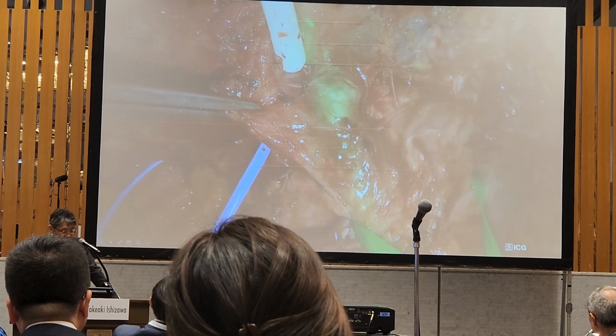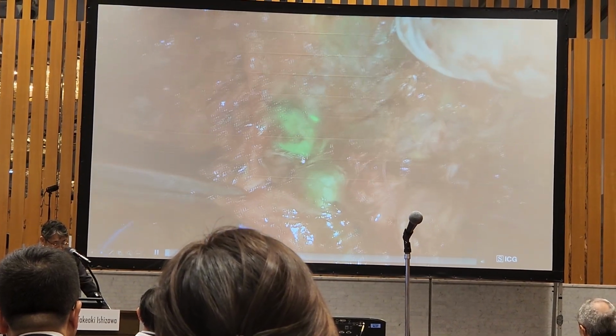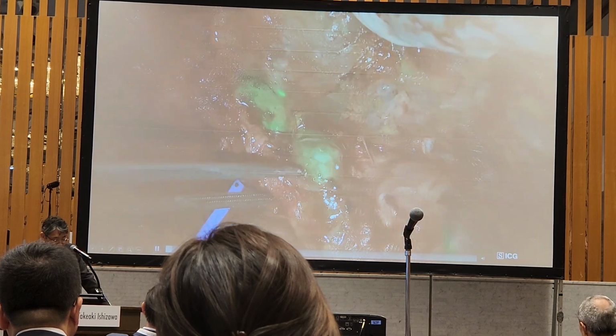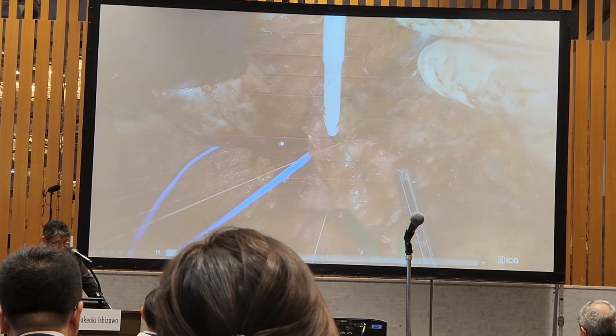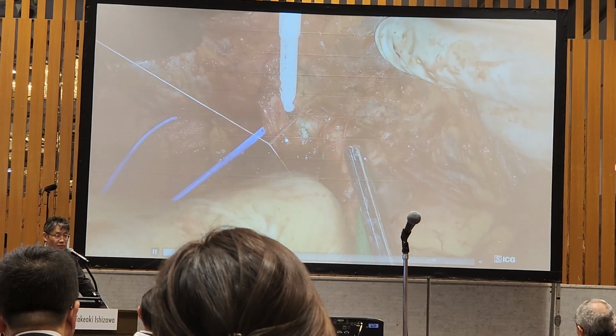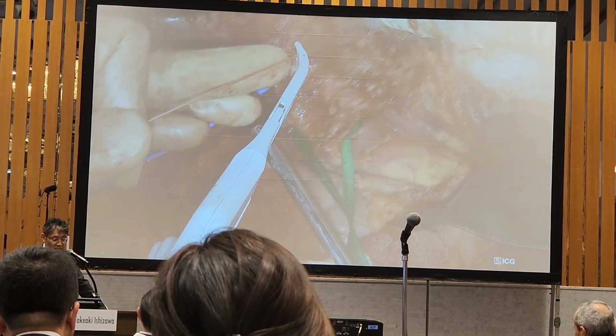Then the fluorescence imaging is also used, this is the tumor fluorescence signals like this. And this is the common bile duct. The left hepatic duct will be there, around there. This will be the stump of the cystic duct. So thanks to the fluorescence imaging, we can divide a small connection between the hepatic duct and the tumor like this.